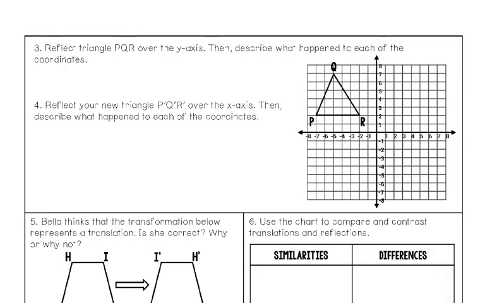All right, so now it's time for you to try some. We're looking at number 3, and that's what I want you to do by yourself. You're going to start by reflecting that triangle PQR over the Y-axis. Then you're going to describe what happens to each of the coordinates. Go ahead and try that now and press play when you're ready to check.